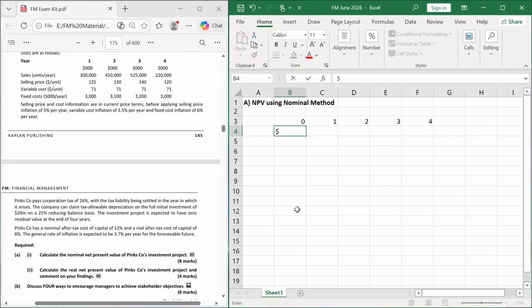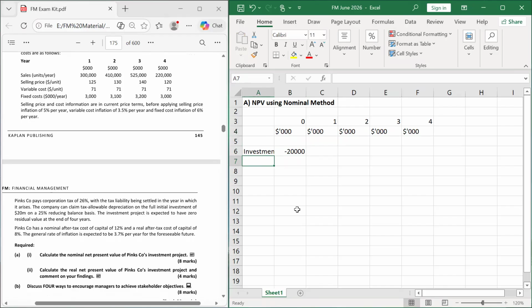And now I will write triple zeros as well, because all of the workings that I am doing, I will be doing in the triple zero. So it's important that you do that as well. So first of all, there is an investment of the project. Investment of the project is 20 million, which means 20,000. So I'm going to write a negative 20,000 here, okay, because it's a cash outflow.